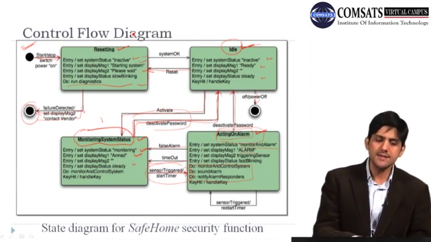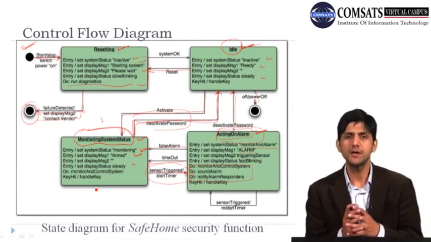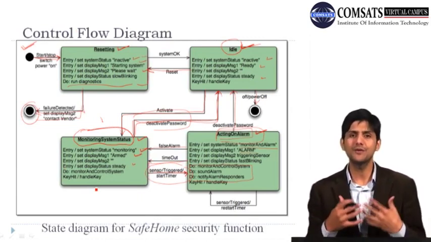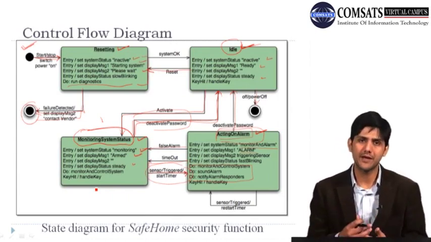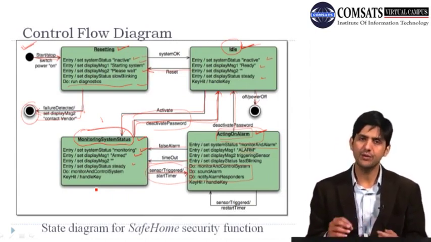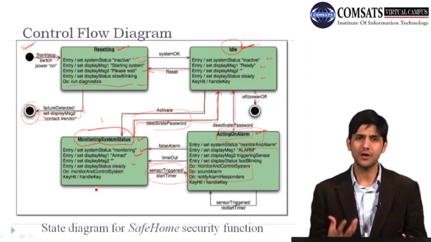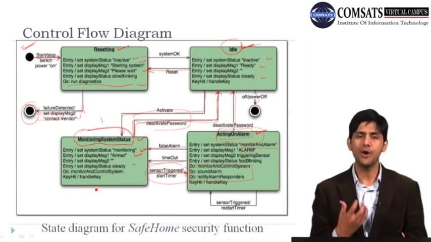So this is another way of showing this. If we want to further understand the behavior of one particular function in the system, we can draw control flow diagrams for it. For example, we want to know how the safe home security function is going to work in terms of the whole product.